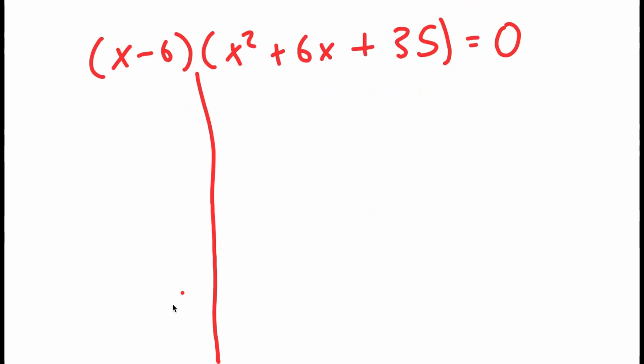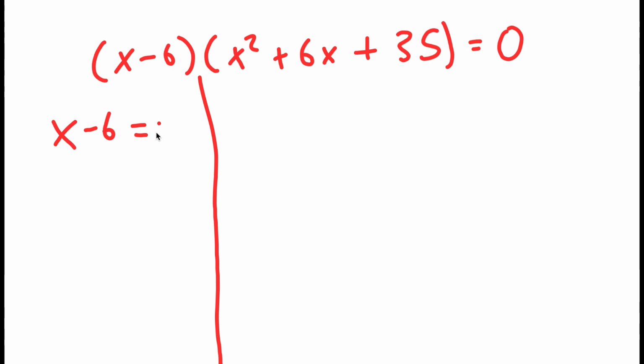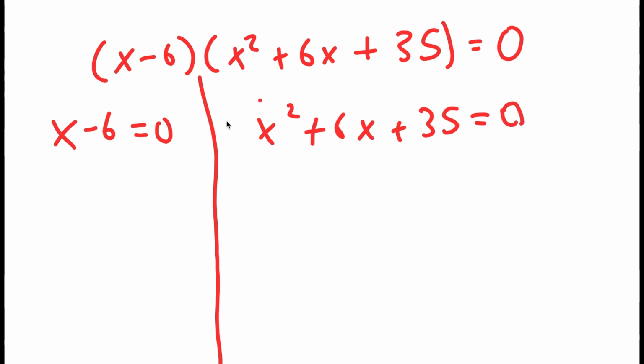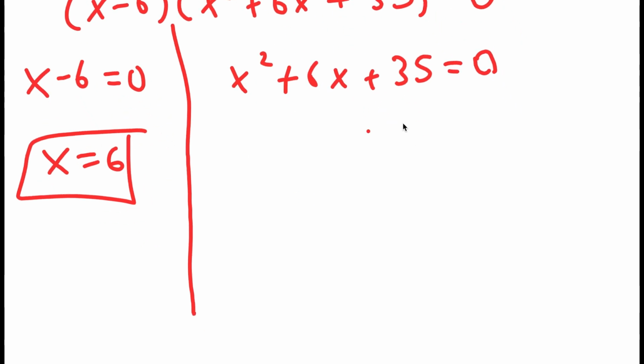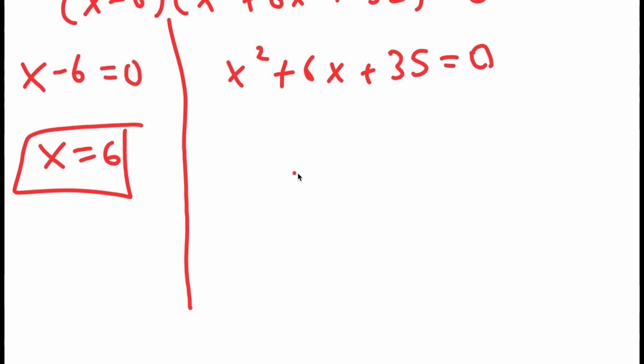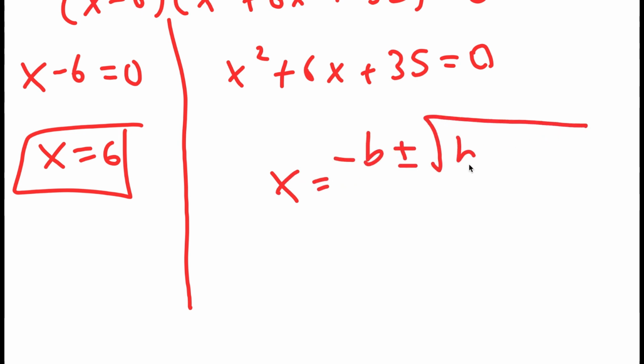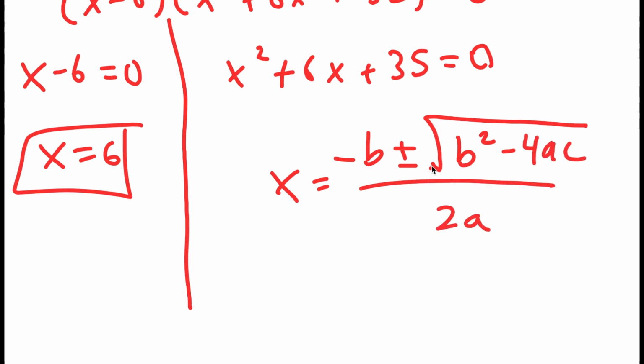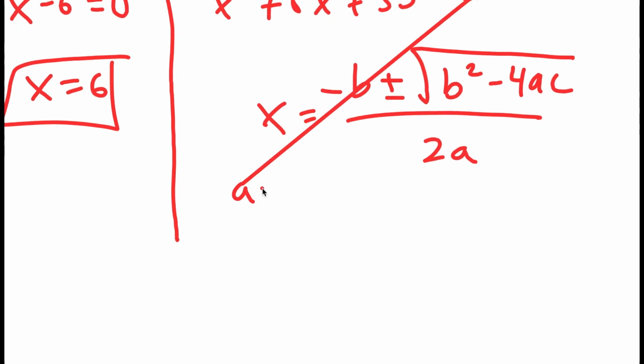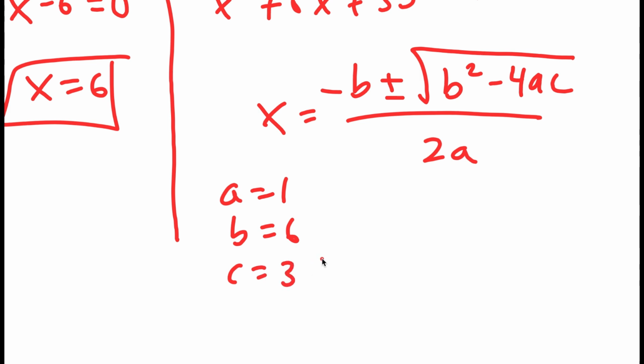So now this gives me two equations. I get x minus 6 equals 0, and x squared plus 6x plus 35 is equal to 0. So for x minus 6 equals 0, this turns into x equals 6 by just adding 6 on both sides. And for x squared plus 6x plus 35 equals 0, I'm going to use the quadratic formula, which is negative b plus or minus the square root of b squared minus 4ac all over 2a. So in this case, a is 1, b is 6, and c is 35.